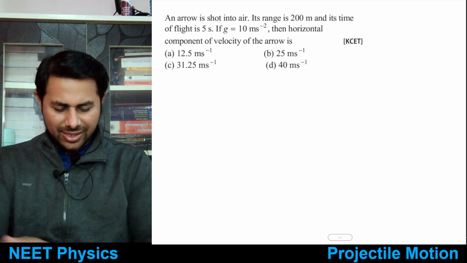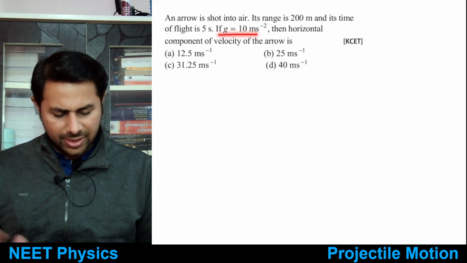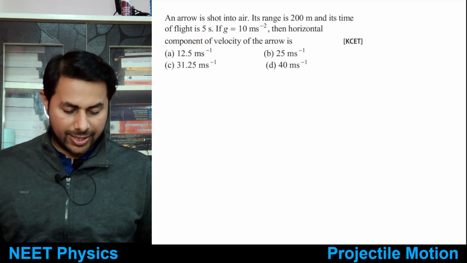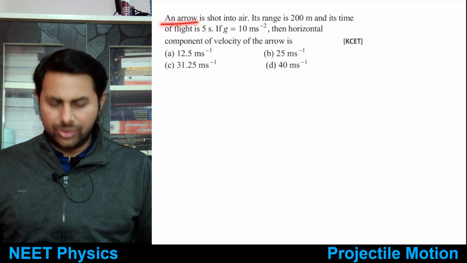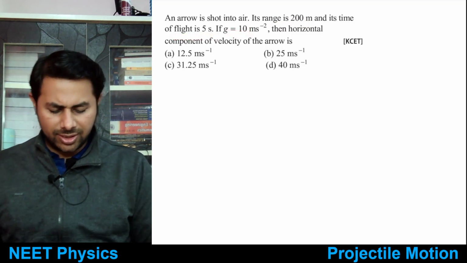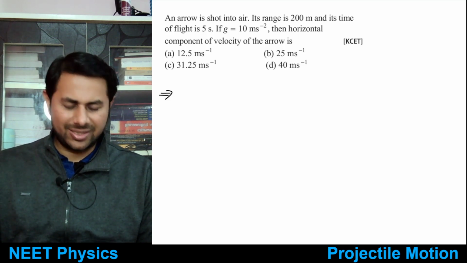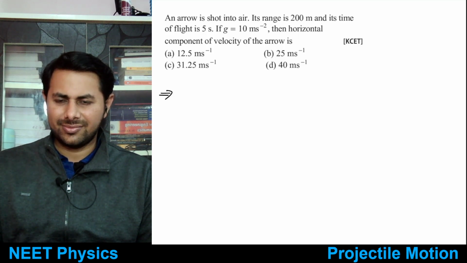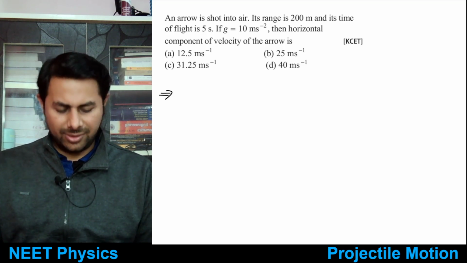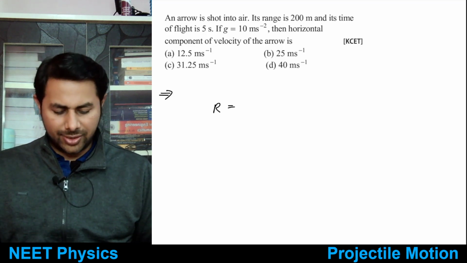Okay, good. Then let's see next one. An arrow is shot into air. Its range is 200 meters and its time of flight is 5 seconds. If g is 10 meters per second squared, then the horizontal component of velocity of an arrow is. Okay, so range is 200 meters and time of flight is 5 seconds. Then what is the horizontal component of velocity? Tell me. You cannot get question simpler than this. What is horizontal component of velocity? Range is given. Time of flight is given.